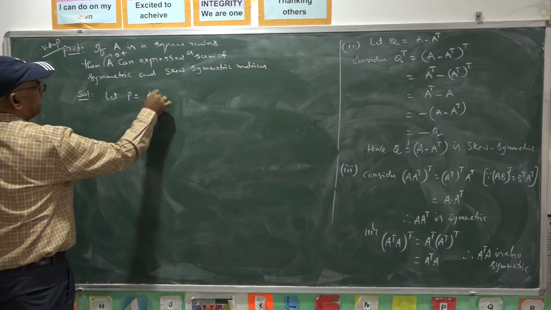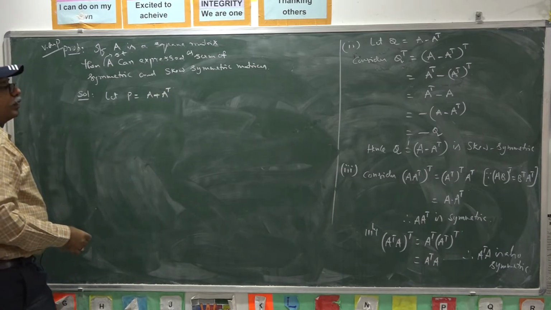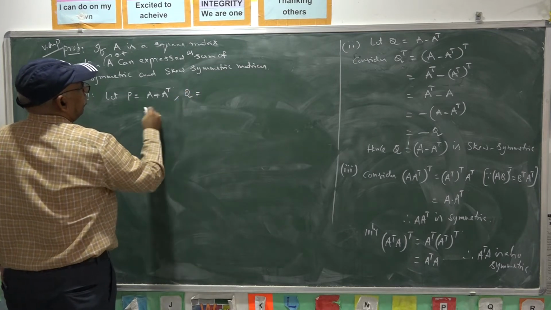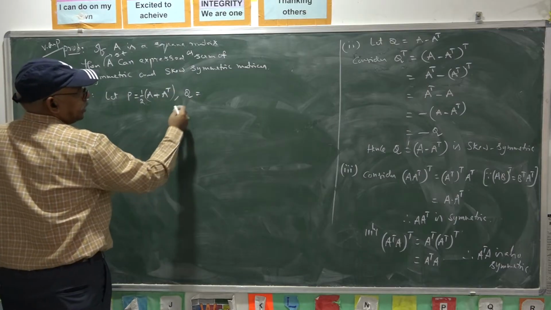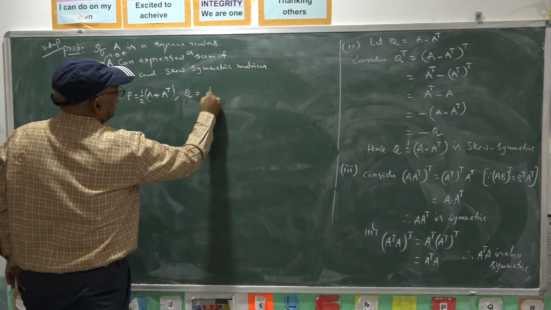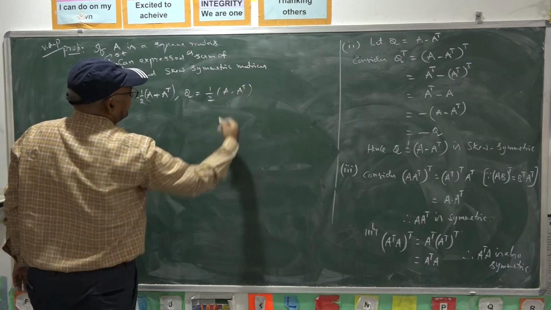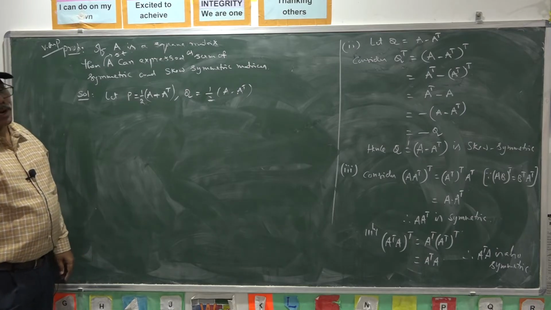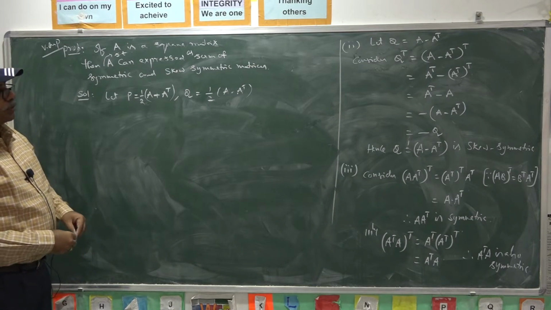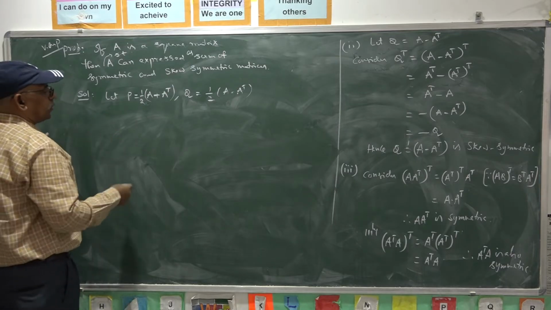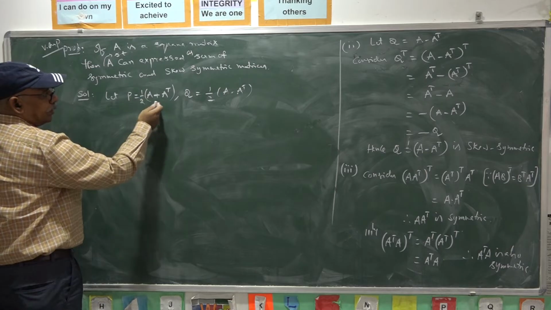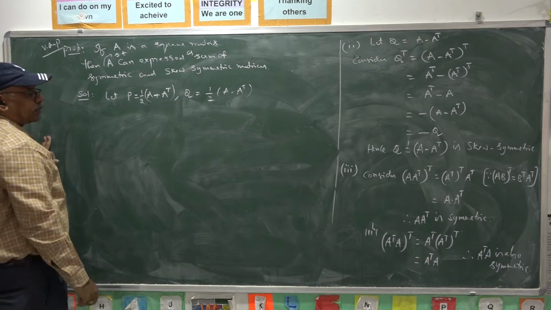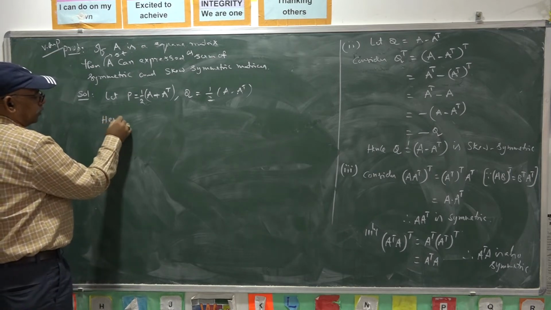Let P be 1 by 2 into A plus A transpose, and Q be 1 by 2 into A minus A transpose. From the previous problem, clearly P is a symmetric matrix and Q is a skew symmetric matrix. That can be proved here.